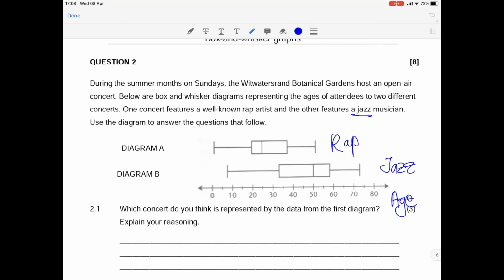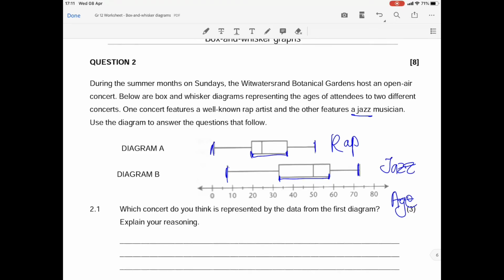So there are a number of ways you can go about looking at this. You can look at the size of the box. So your middle 50%, how spread out is your middle 50%? Rap has got a much narrower spread from around age 20 to say age 38. Jazz has got a wider spread from 33 roughly to around 59. You can also look at the measure of spread from your minimum to your maximum. You've got a spread of around 67 for jazz. Rap, you're looking at a spread of just over 50.